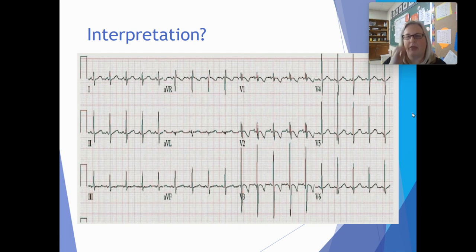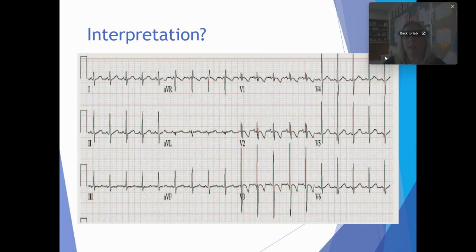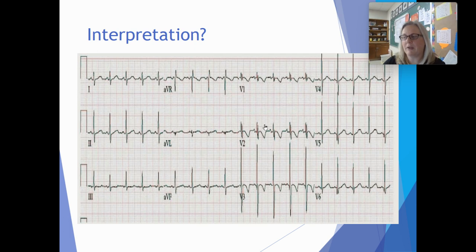Now look at V1, 2, and 3, and then 4, 5, and 6. This should be pretty identifiable to you now. So take a look at the T waves. Take a look at the size and shape of the QRS. Can you tell who the patient is, how old the patient is? So did you see the T wave inversions in V1, 2, and 3? T wave inversions. So in someone that's older, that could mean ischemia or recent MI, right?